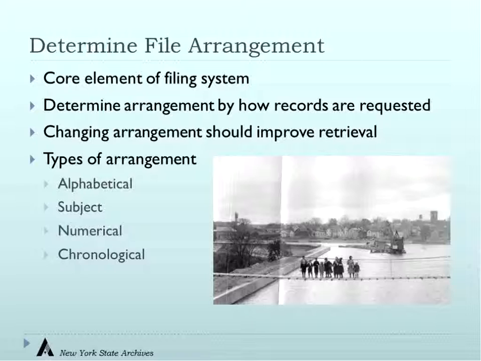If you need to set up an arrangement, one way to determine the arrangement is to determine how the records are requested. Are they requested by subject, by name associated with the record, by a specific title, by a case file number, or an identification number? Knowing types of arrangements and their advantages and disadvantages can produce ideas on how to improve retrieval. But you don't want to rearrange the files if it's not really necessary. If they're already numbered, you really don't need to rearrange them. Some types of arrangements that you might consider are alphabetical, subject, numerical, or chronological.